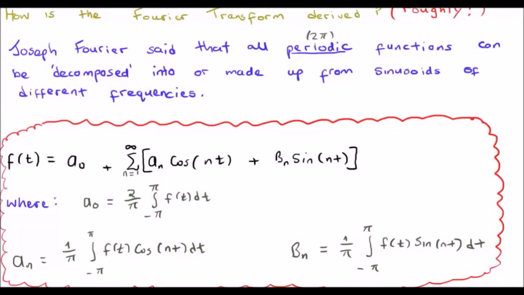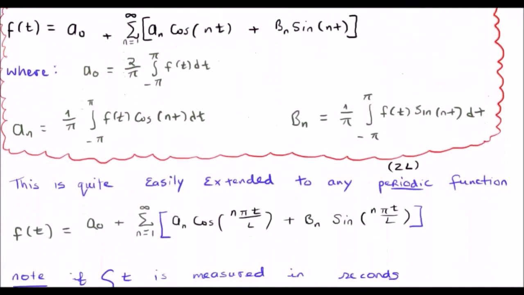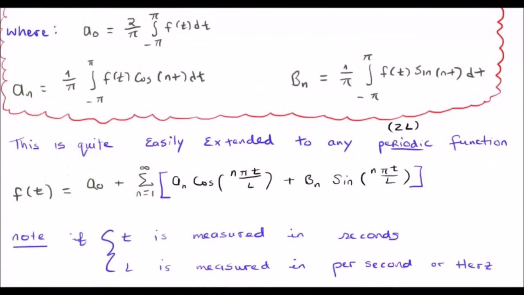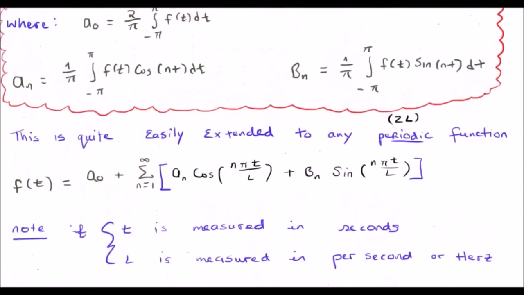And it's something I'm sure you've seen in the past, and I'm not going to really get bogged down in them now. Now we are able to extend from 2 pi periodic functions to periodic functions of 2L using this particular form of the Fourier series. That's nothing new, I would hope. And as I've said on numerous occasions at this stage, if our function is in the time domain, t is measured in seconds, then L is measured in per second or hertz. So we are going from the time domain to the frequency domain, or the length or position domain to the frequency domain.